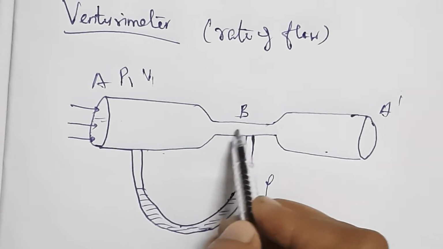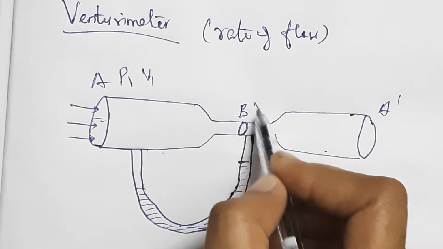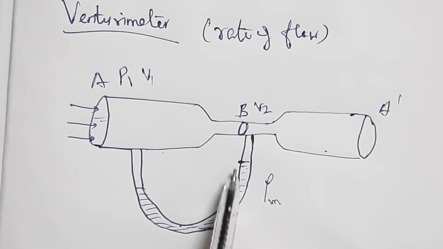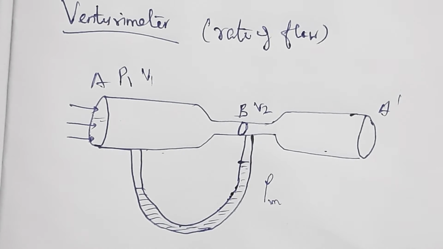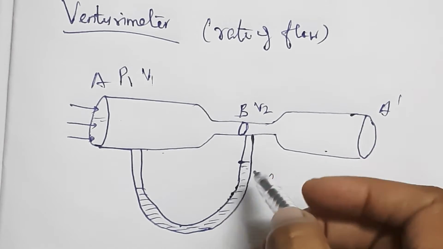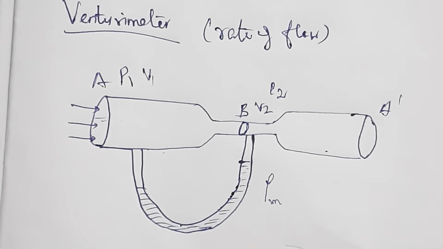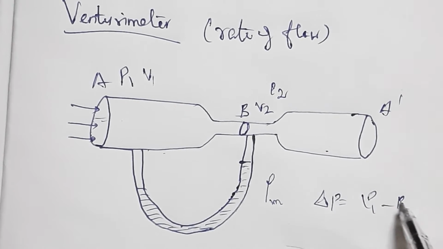When it enters into the narrow region, its speed increases to V2. This increase in speed creates a pressure difference. The pressure in this narrow region is taken as P2. Now there is a pressure difference between the tubes A and B, so the pressure difference is delta P equal to P1 minus P2.